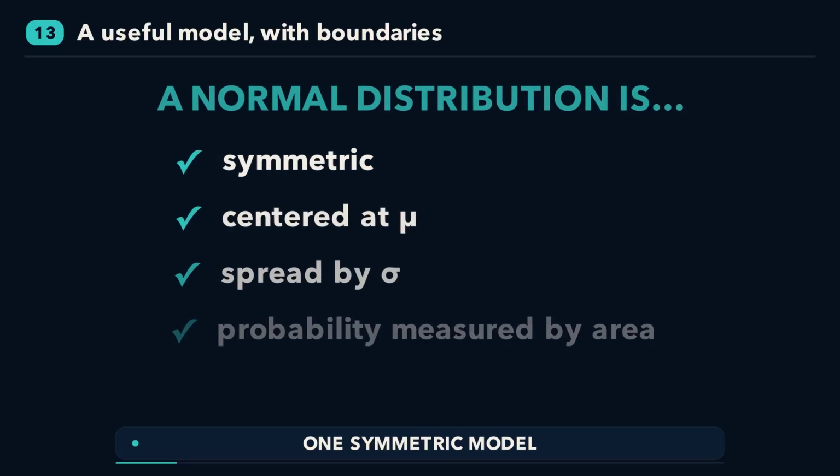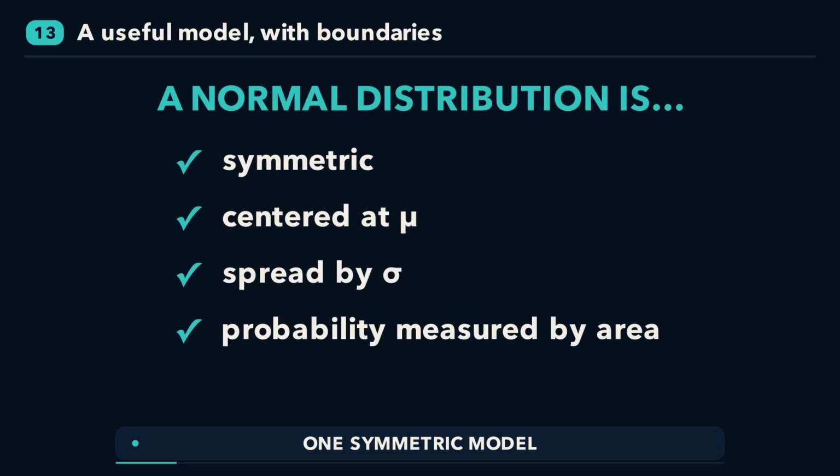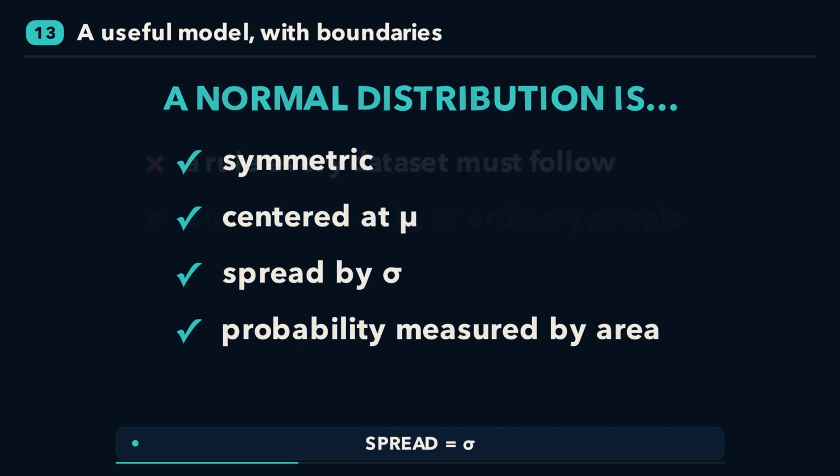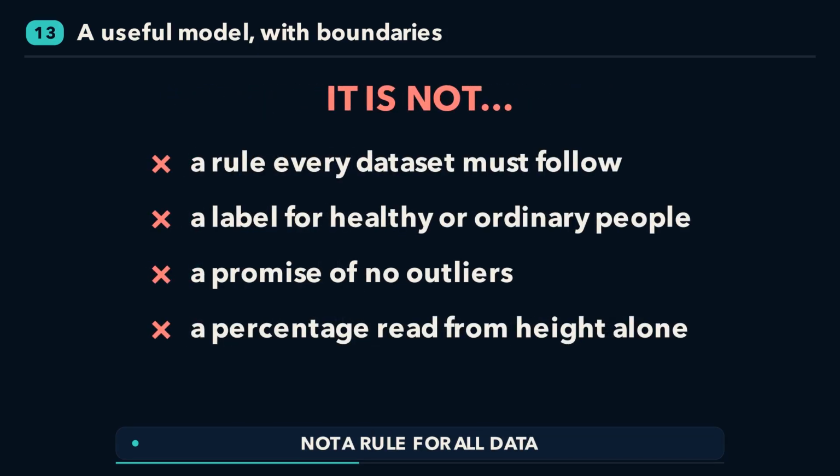So, what is a normal distribution? It is a symmetric probability model with one center, mu, and one scale of spread, sigma. Area represents probability. Standard deviations provide a common ruler, and averages of many contributions often move toward this shape.